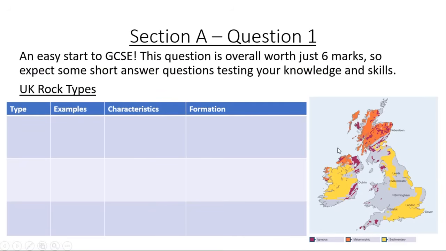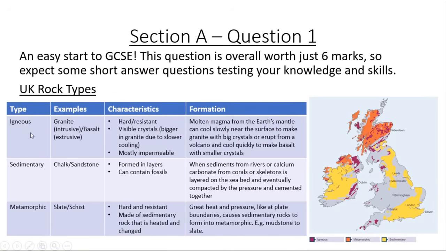What you also need to be aware of, though, is not just the type of rock, igneous, sedimentary, metamorphic, but also examples of those rocks: granite and basalt for igneous, chalk, sandstone, limestone, mudstone for sedimentary, and slate or schist for metamorphic rock. But more importantly than that, really, is you need to know characteristics and the formation of the different types of rock.